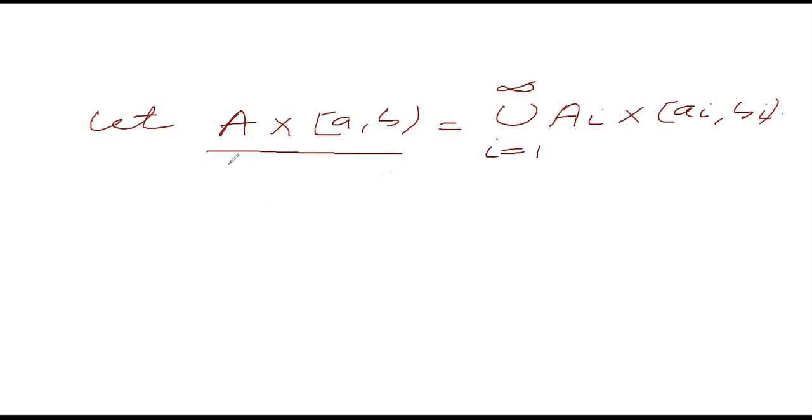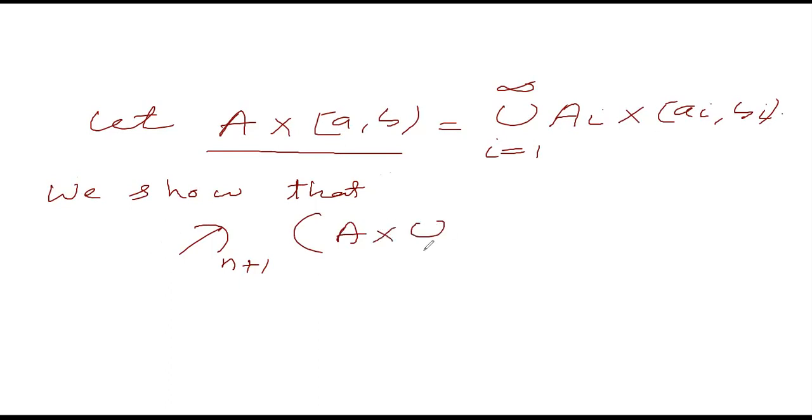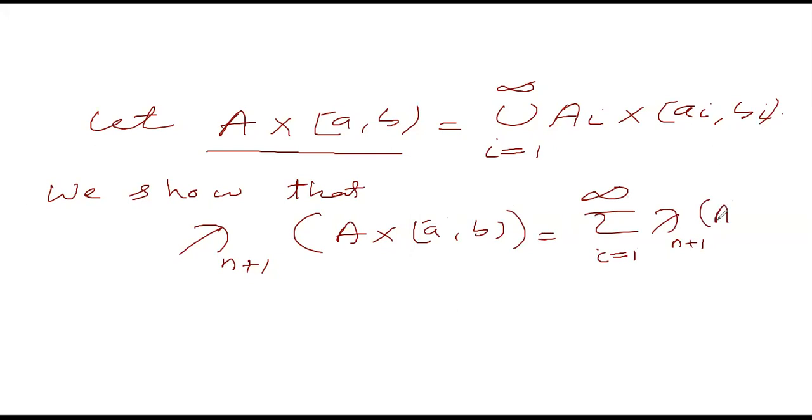So we need to show that the Lebesgue measure of this union is equal to the summation, i runs from 1 to infinity, of the Lebesgue measure of A_i cross (a_i, b_i), the semi-closed interval. This is the Lebesgue measure.